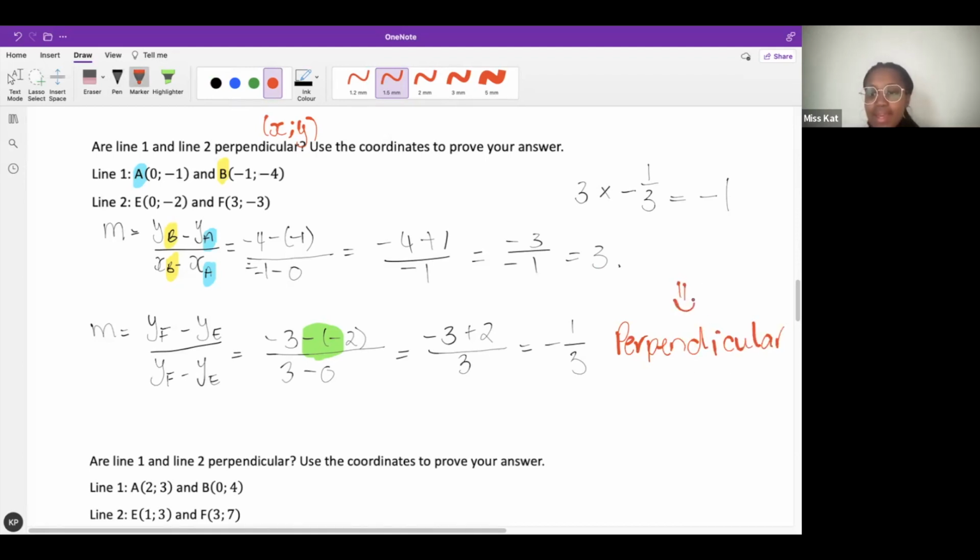Yay! Well done, Farida, for knowing they are perpendicular. So guys, if you still can't identify them, that's fine. Just do the calculation. But if you just look at these, 3 over 1 is the reciprocal of 1 over 3. And they're opposite signs, so they have to be perpendicular.